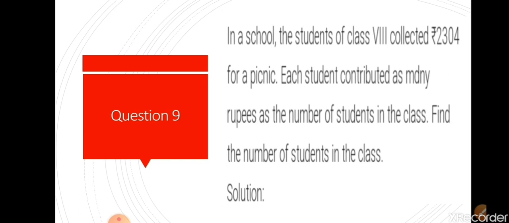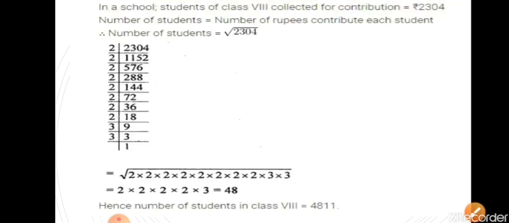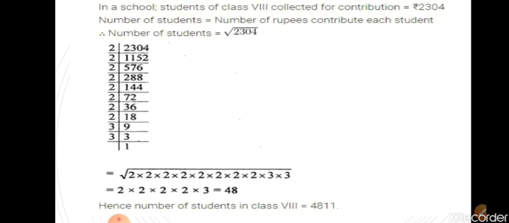Means again we have to find out how many students are there in the class. Both will be equal, and the money collected in the class is 2304. Again we have to see that this 2304 is the square of which number. See the solution here. In a school, students of class 8 collected a contribution of 2304. The number of students is equal to the number of rupees contributed by each student.